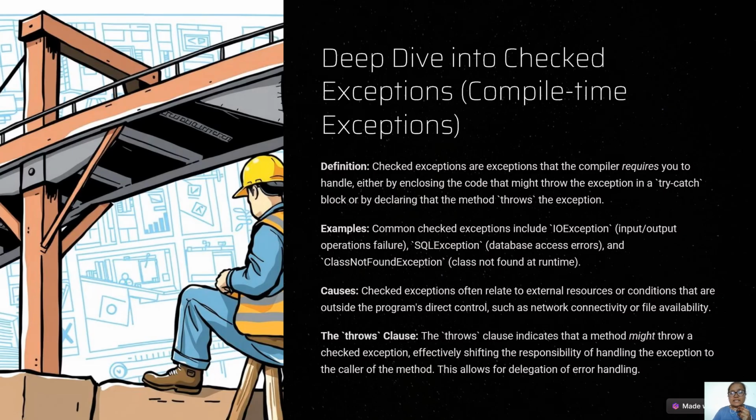IO is nothing but input output operations. So when input output operations fail, at that time IOException will be thrown. Another one is SQLException, which is nothing but database access errors. And another one is ClassNotFoundException. This is thrown when a class is not found at runtime. These can be handled by the try catch block.